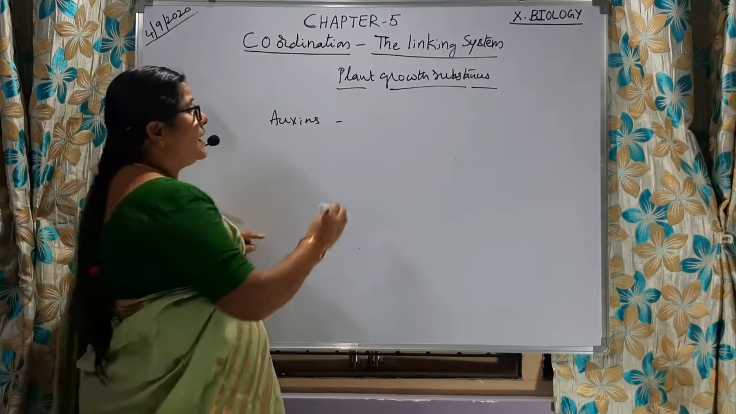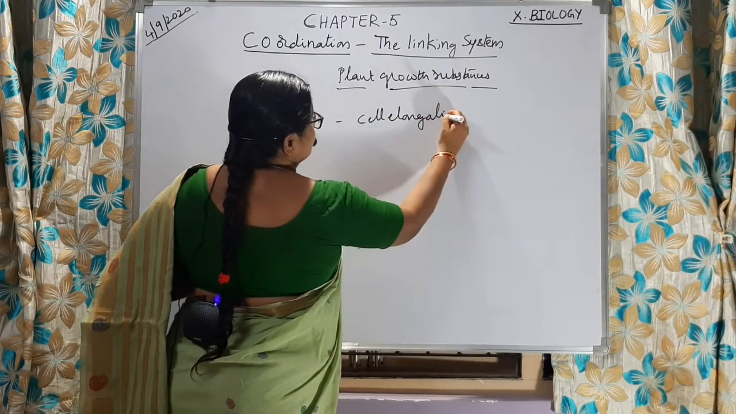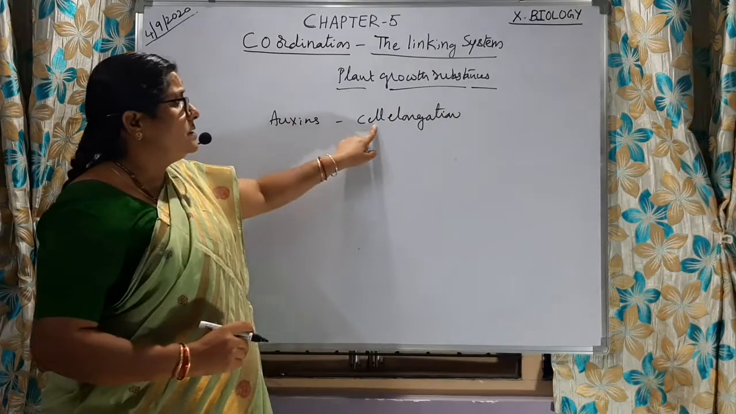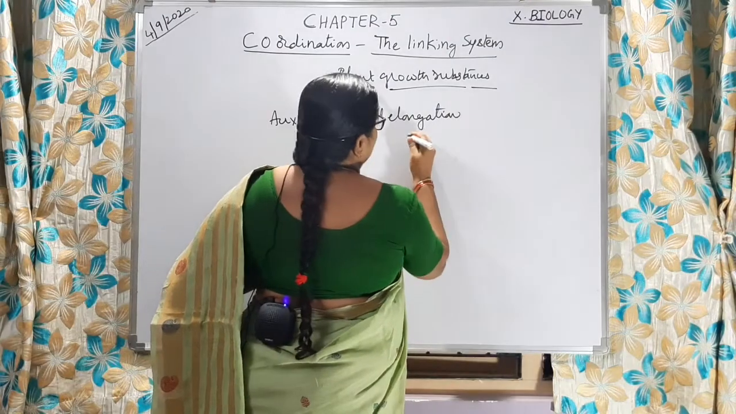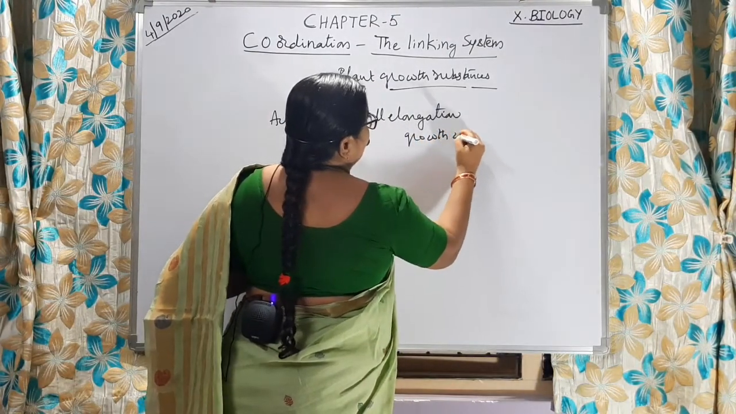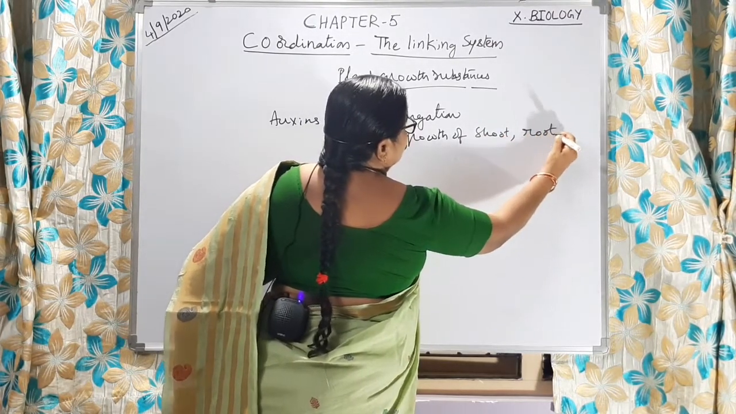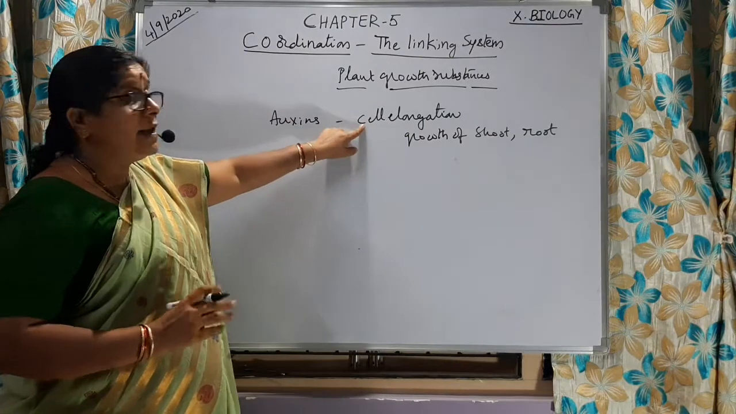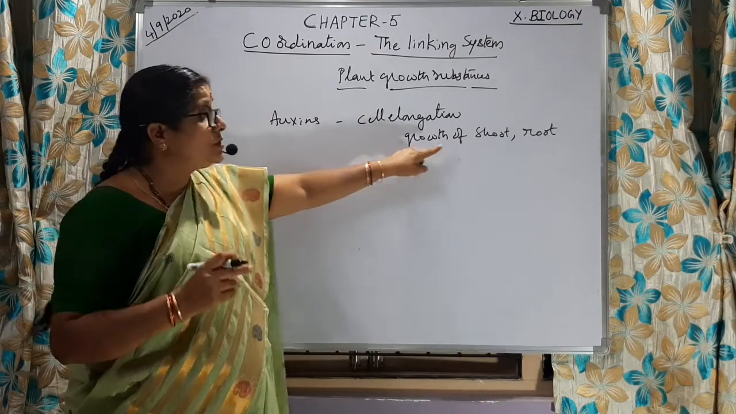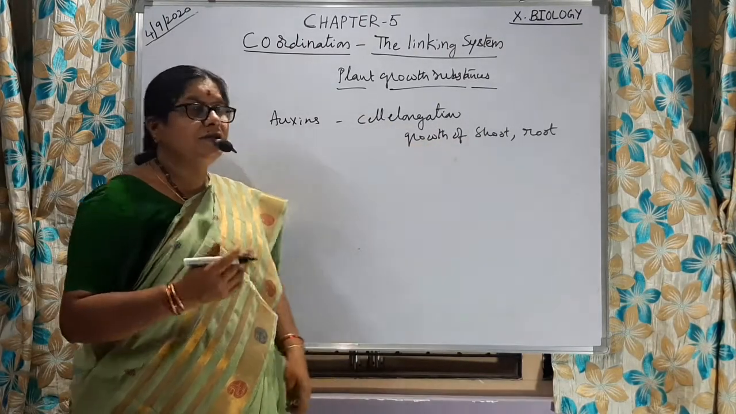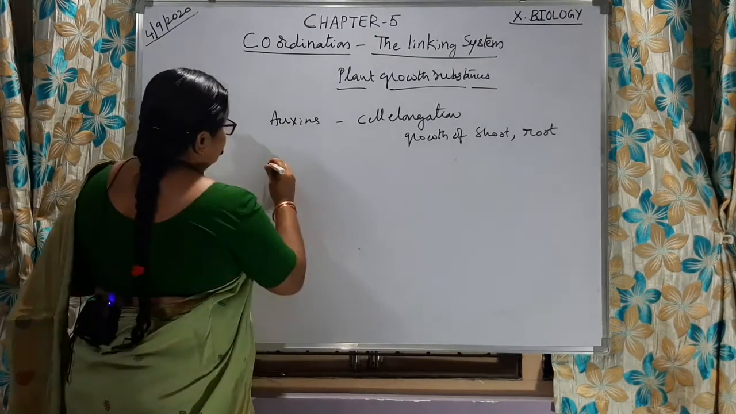Auxins are helping in cell elongation. Cell elongation results in growth of shoot, root, etc. Because cell elongation means increasing the size is happening, so growth of the shoot system, stem and root system is going to happen. That is because of auxins. Then cytokinins.